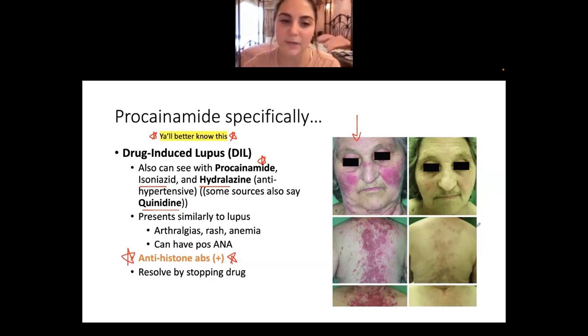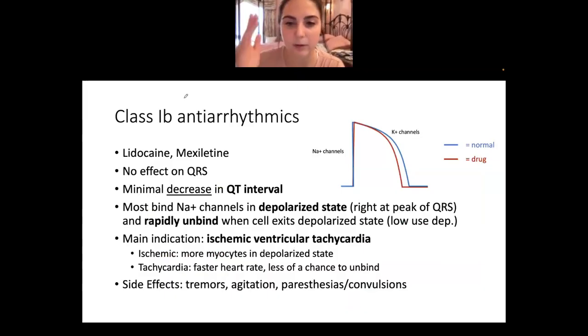And you don't have to treat as if they have lupus. You just stop the drug. It'll go away on its own, like how it is starting to do in the second panel of pictures.